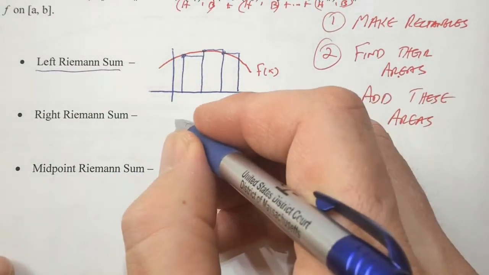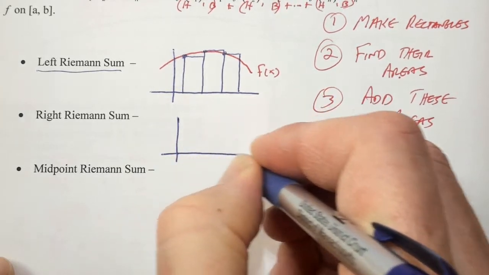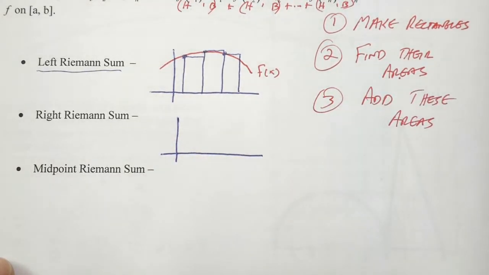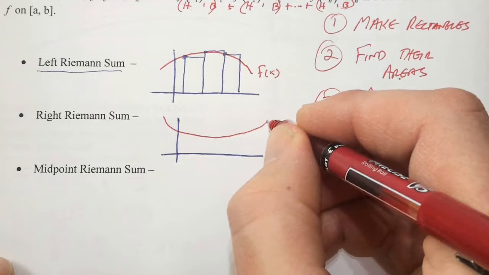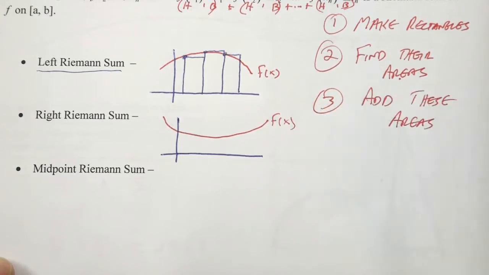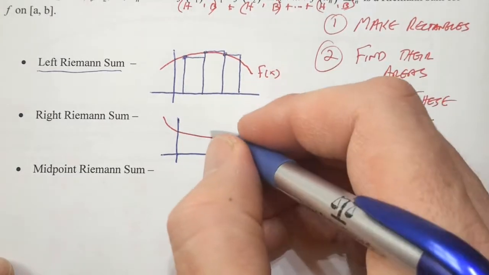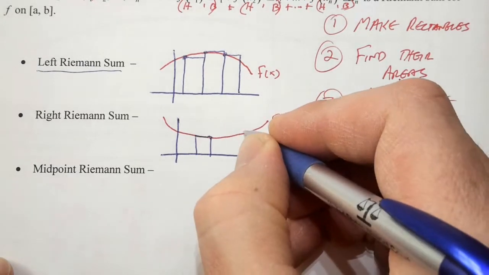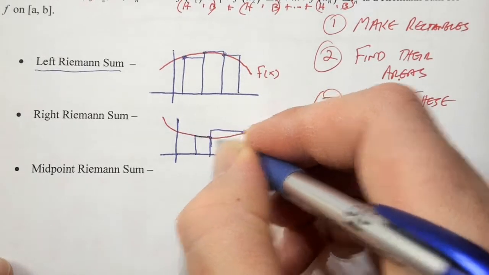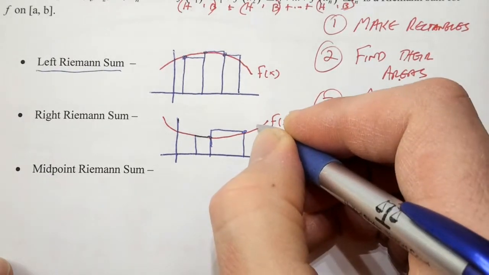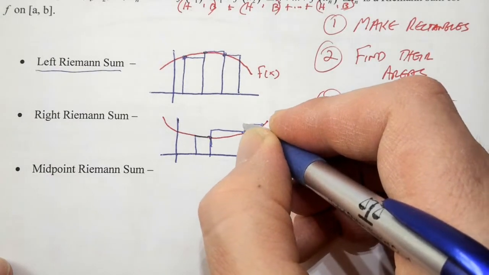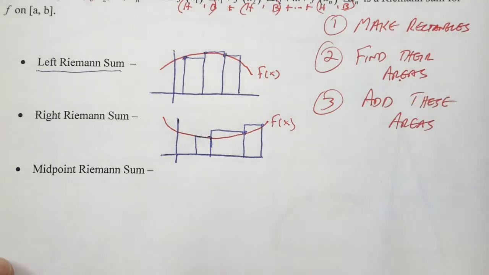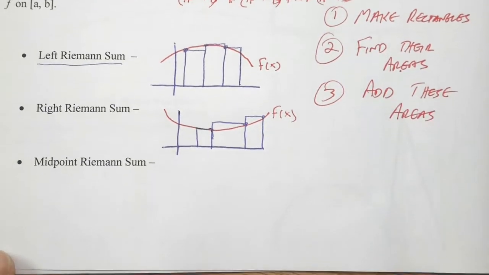With a right Riemann sum, now instead of it being the upper left corner, as you can imagine, it's going to be the upper right corner. So here's another function. Doesn't always have to be the same function, but the upper right corner of the rectangle is going to touch the curve. And again, sometimes the rectangles might be skinny, sometimes they might be wide, it doesn't matter, but always the upper right corner of the rectangle is touching the curve.